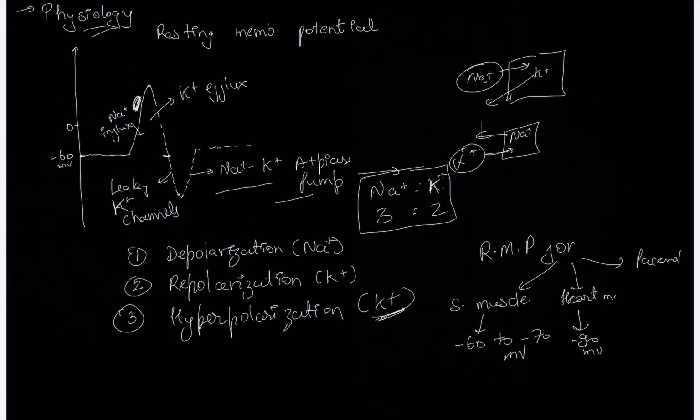Who is the pacemaker of our heart? The pacemaker of our heart is the SA node, and its resting membrane potential is minus 60 millivolt. I will tell you about this pacemaker thing a little bit later. Okay, so that's all for resting membrane potential.